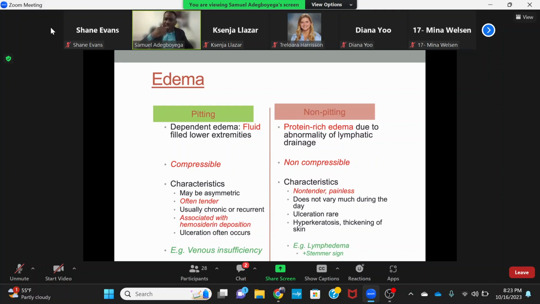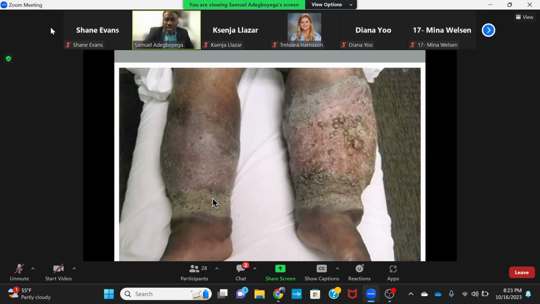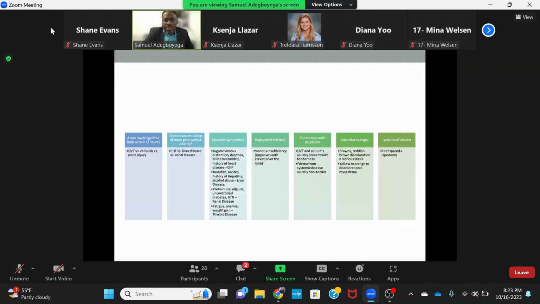But if you have a negative Stemmer sign, that means you could compress the base of the second toe. If you have a positive Stemmer sign, that means you cannot pinch the base of the second toe. You guys remember that? Yes? Good. Another thing that you see most of the time with a positive Stemmer sign or lymphedema, especially advanced lymphedema, is something called a cobblestone appearance. It looks something like this. That's the typical lymphedema.